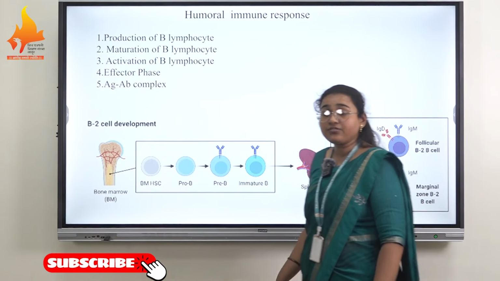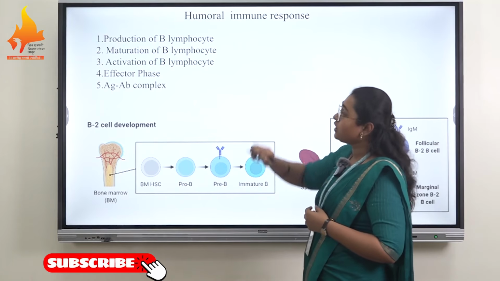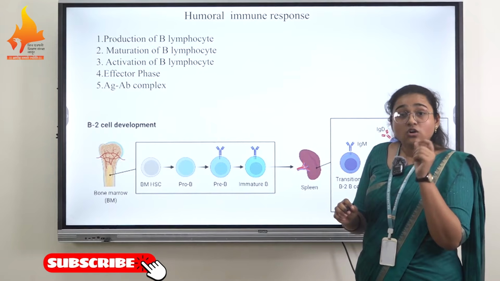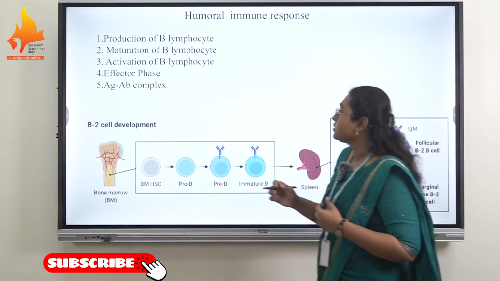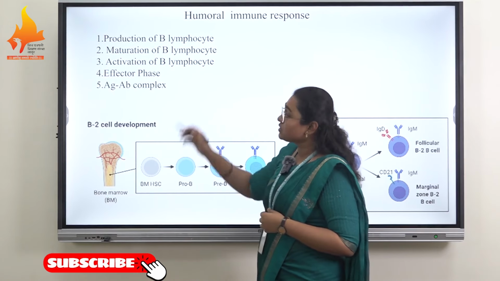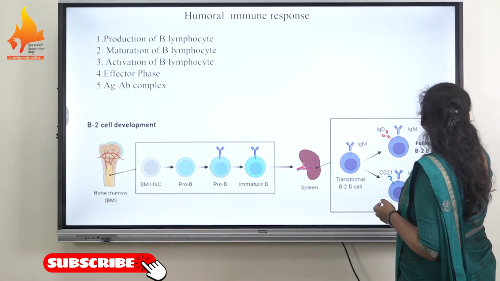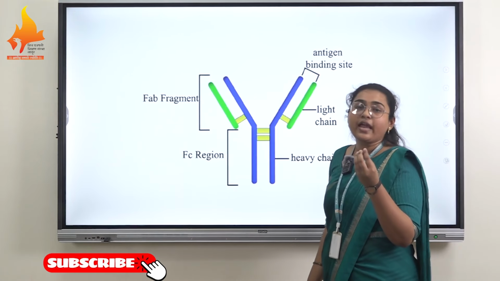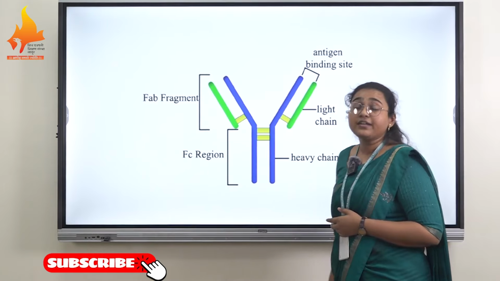Next is the effector phase. The effector phase of the B lymphocyte in the humoral immune response consists of B plasma cells which have undergone clonal selection and clonal proliferation. So they produce multiple clones which synthesize and release antibodies into our bloodstream.